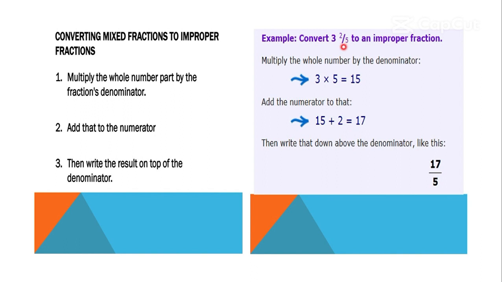Now, 3 and 2/5: 5 times 3 is equal to 15. Then add 2, that is 17. So your numerator now is 17 over your fraction's denominator, which is 5. So the result in converting 3 and 2/5 is 17 over 5. Do you follow? Do you understand? Okay, let's proceed.